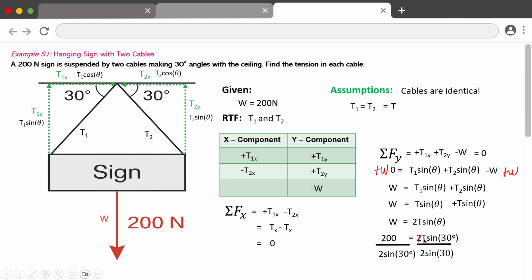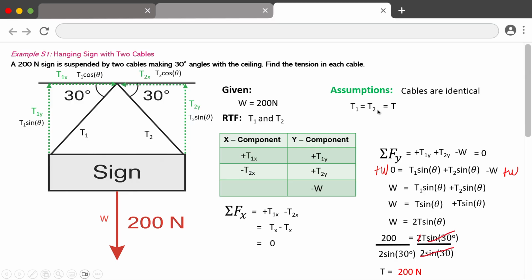So what is the result? The 2 cancels out, the sine 30 degrees cancels out on this side, which leaves us with the tension being equal to 200 over 2 sine 30 degrees. So if you input this in the calculator, this should give you 200 newtons. So this is the tension in each cable. It is 200 newtons. So in order to check if our answer is correct, we can simply plug in this value, T 200 newtons, or basically T1 is 200 newtons, T2 is 200 newtons.